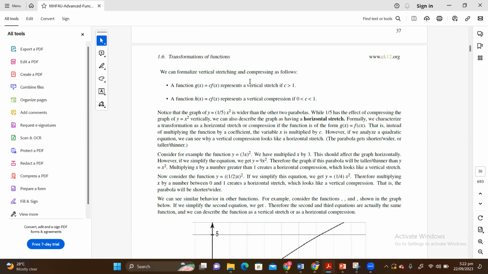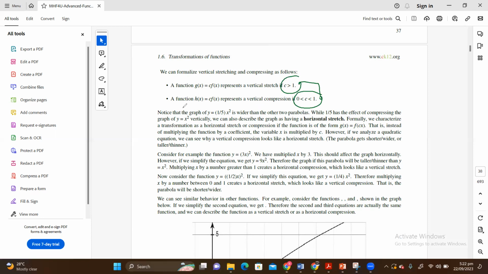We can formalize vertical stretching and compressing as follows. A function g of x is equal to c f of x represents a vertical stretch if c is greater than 1. And a function h of x equal to c f of x represents a vertical compression if c is between 0 and 1. This is what I did in the table that I formed yesterday. I mentioned c is greater than 0 and less than 1 for vertical compression, and c greater than 1 for vertical stretch. Can you see that in the table? Yes.